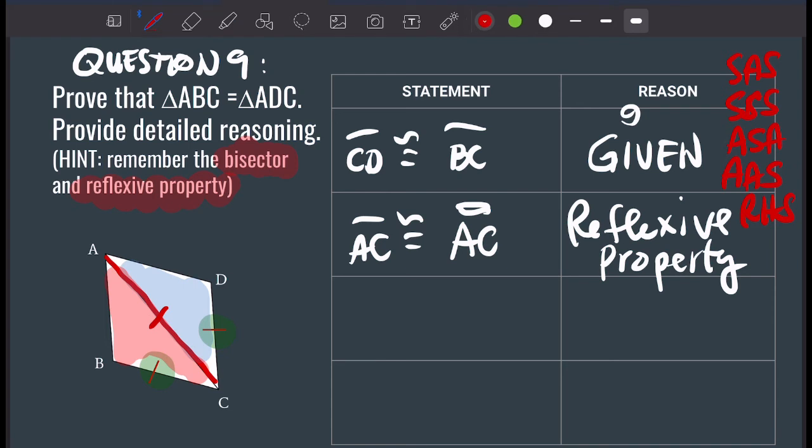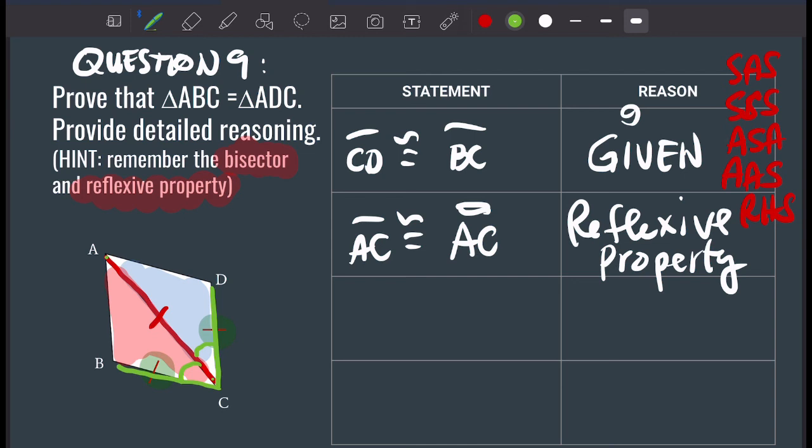Look at that. Line AC can also be a bisector. And that means that, see this big angle over here? Because line AC is a bisector, it made this angle and this angle into 2 equal angles. Remember, a bisector divides a line segment or angle into 2 equal parts. Okay?